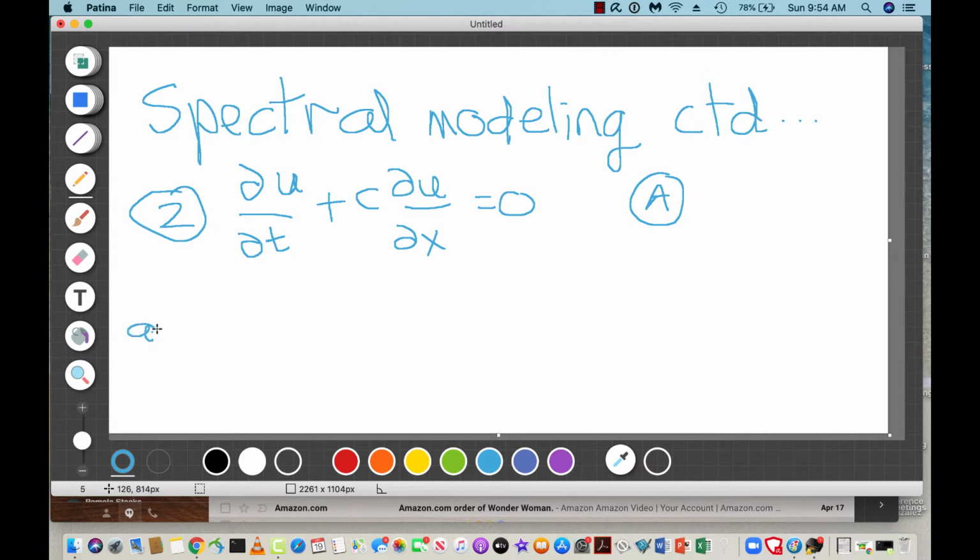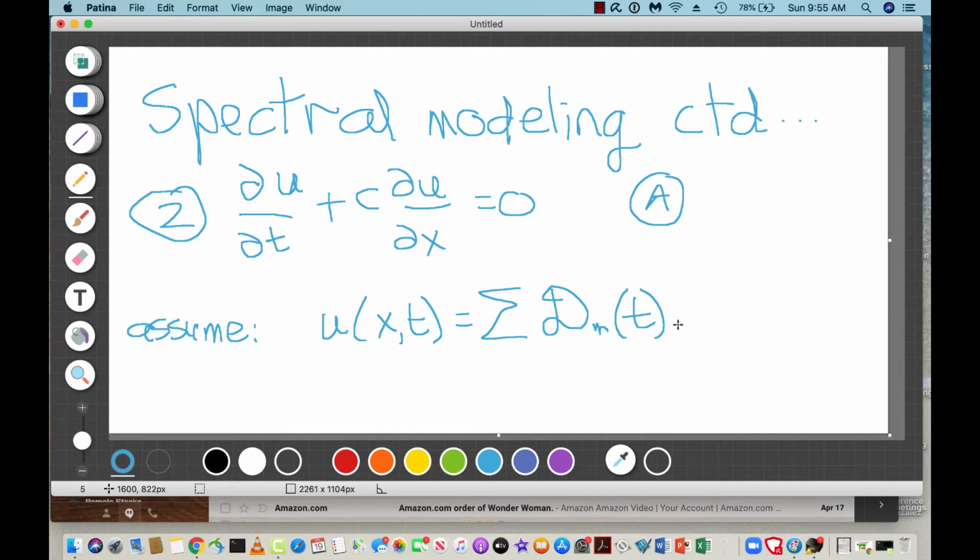And so the spectral approach is that we assume a solution u(x,t) as a sum of pieces, each of which is well known in its character and behavior. So let me finish writing this, and then e to the i m k x, and we'll call this B.